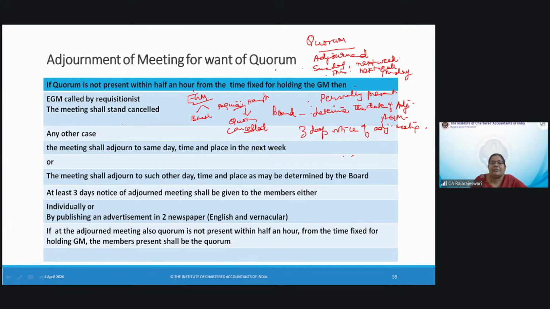So an EGM called by requisitionists, if the quorum is not there, stands cancelled. In any other case, it is adjourned to the same day, time and place in the next week. Or the board may determine otherwise, in which case you have to give 3 days notice, because you are giving some other day, the members should be informed. Or, if individual notice could not be given, you can publish an advertisement in the newspaper. That is also possible. Then if at the adjourned meeting also the quorum is not there, the members present shall be the quorum.